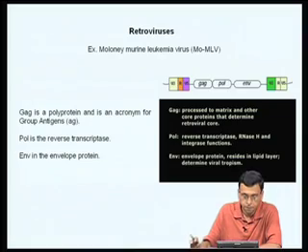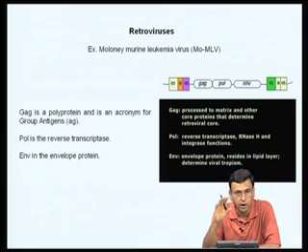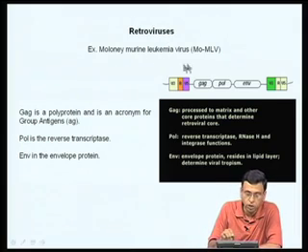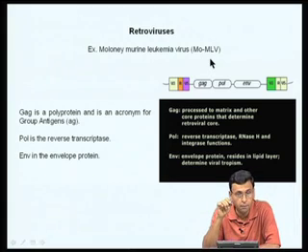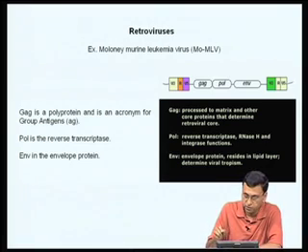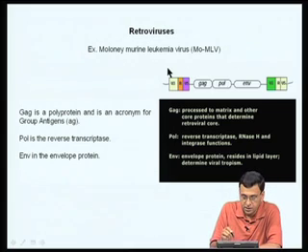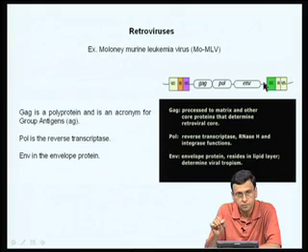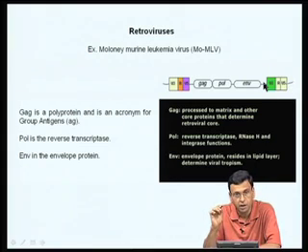The simplest form of retrovirus is called the Moloney murine leukemia virus, or MMLV. This is one of the most successfully used retroviruses for generating retrovirus based vector systems. If you look at the genome of this MMLV, it contains what is called a 5' LTR and a 3' LTR. LTR stands for long terminal repeat.